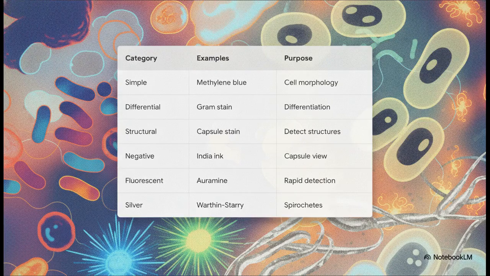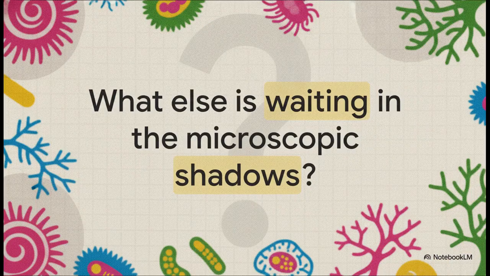So, the crucial point is this. Look at our complete microscopic toolkit. Simple stains like methylene blue give us that baseline morphology. Differential stains, especially the Gram stain, act as our ultimate categorizer based on cell wall thickness. Structural and negative stains pinpoint specific protective features like capsules or spores. And our advanced fluorescent and silver stains offer that rapid, highly specialized detection. The takeaway here, every single dye in this toolkit has a highly specific, vital purpose in mapping out the invisible world. Which leads us to a final thought to ponder today.